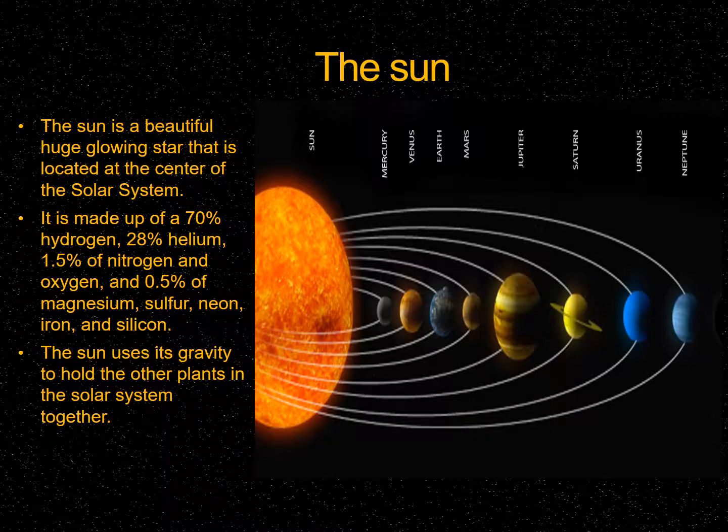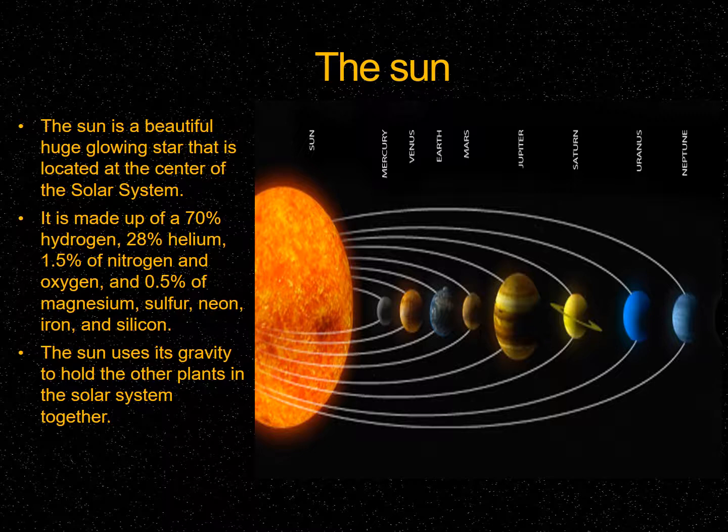First, let's talk about the sun. The sun is a beautiful, huge glowing star that is located at the center of the solar system. The sun is important to humans because it provides humans with a vitamin D source. The sun is also important to plants because it helps plants with photosynthesis.